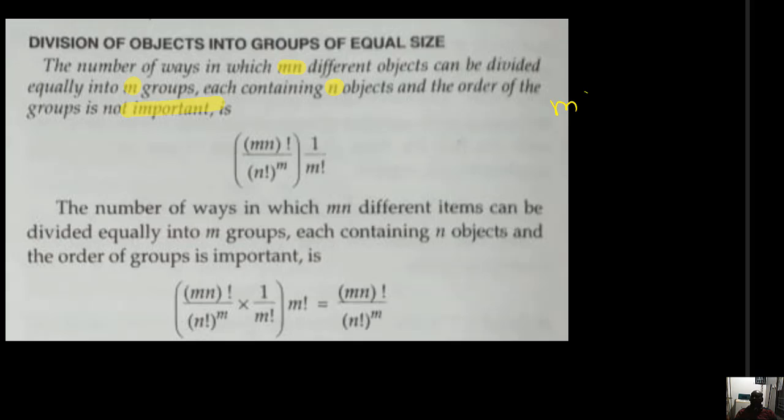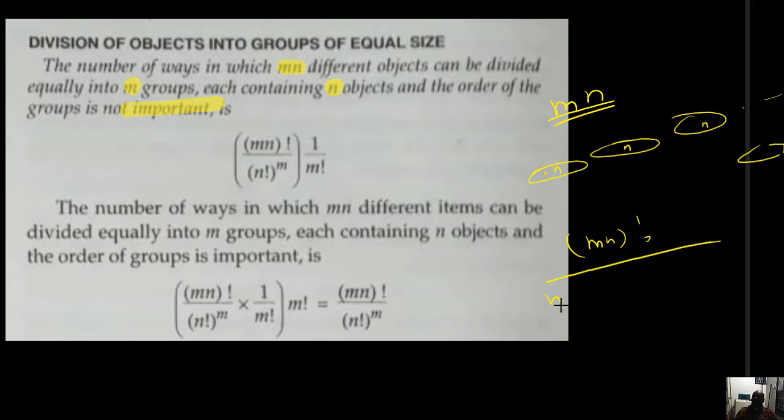Actually, we have mn elements. You want to make m groups, each group containing n elements. What can I say? mn factorial by n factorial into m times, that is mn factorial by n factorial whole power m.